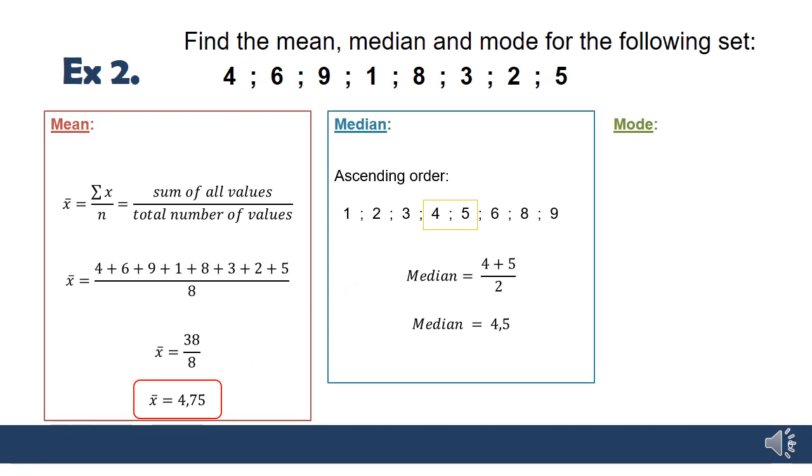So what that means is that this value, 4.5, splits the data into 4 values on the left and 4 values on the right. So it's almost like we're creating a new value, and that's our median.